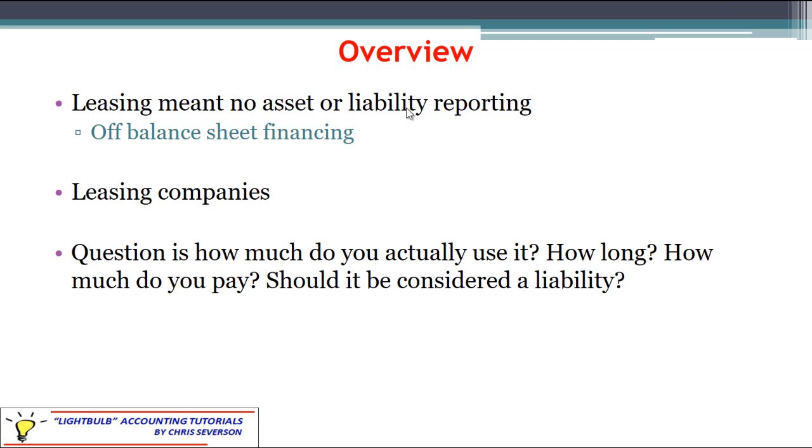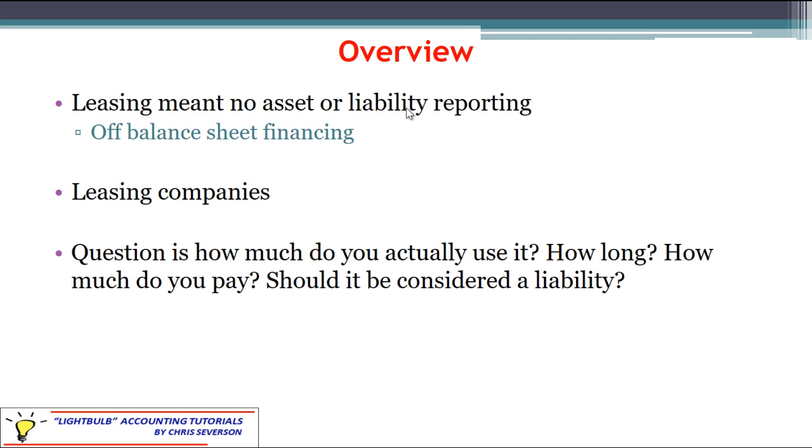But the question with this is, how much does the company actually use the asset compared to how much anybody else might use the asset? How long are they using it for compared to its life? How much of the total value of the asset did they have to pay? And really what it boils down to is, should this still be considered a liability because you do owe the lease payments down the road? That's the thing to keep in mind.